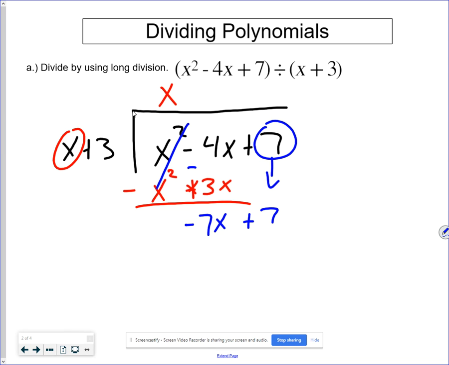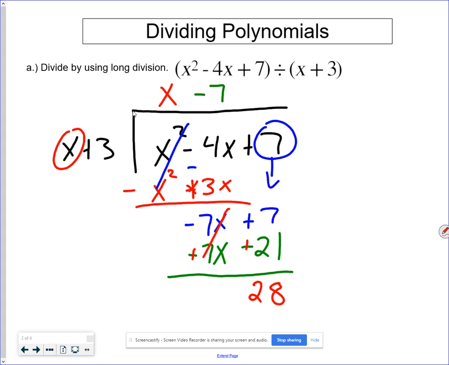So then how many times does x go into minus 7x? Minus 7 times. So we have minus 7x. Then 3 times negative 7 is negative 21. We'll flip our signs, so we'll have plus 7x plus 21. Our 7x's cancel out. And here we have 21 plus 7, which is 28.